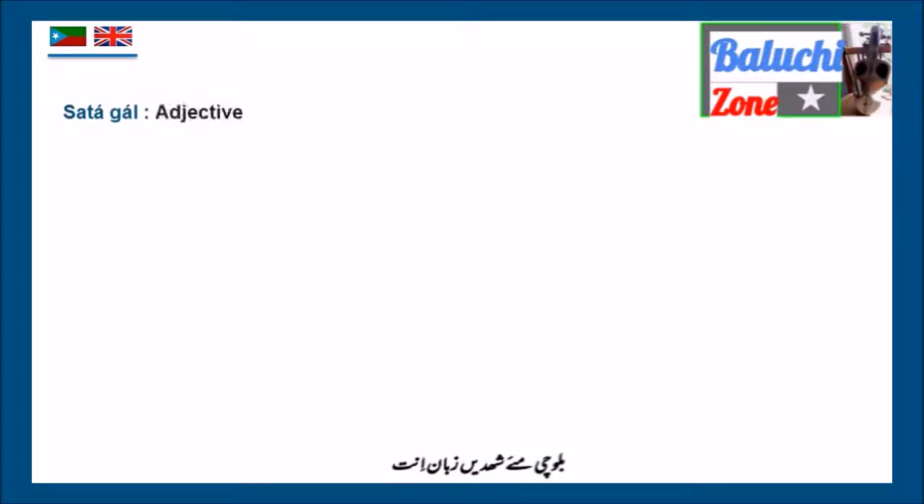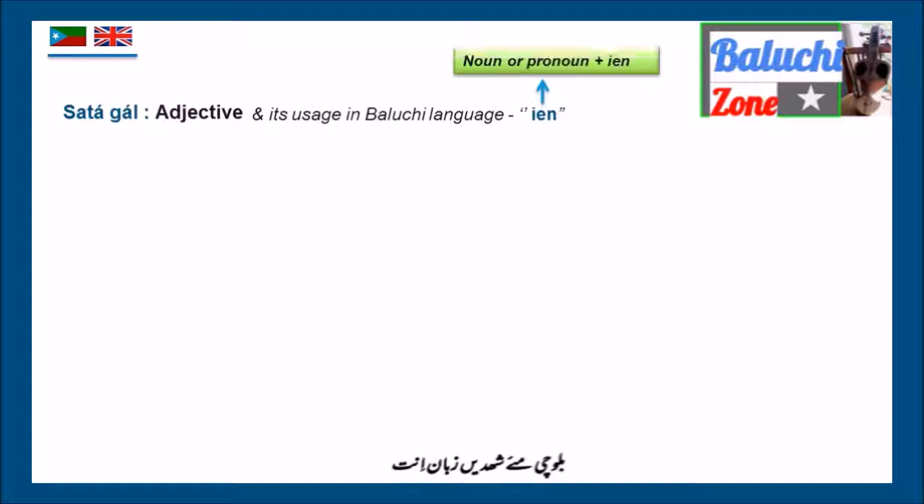Adjective and its usage in Balochi language. En. In Balochi, when we describe anything, whether physical, emotional, gender, color, or any other characteristics, we can do so by simply attaching en at the end of a word.